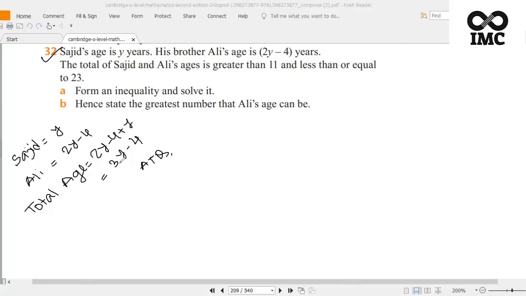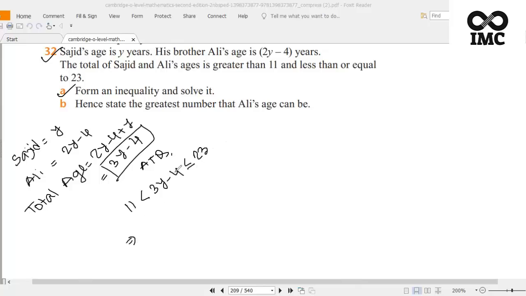Now, according to the question, we can write that the total of Sajid's and Ali's age is greater than 11, and less than or equal to 23. Now, the question is to form an inequality. This is an inequality and now we need to solve it. So how can we solve?